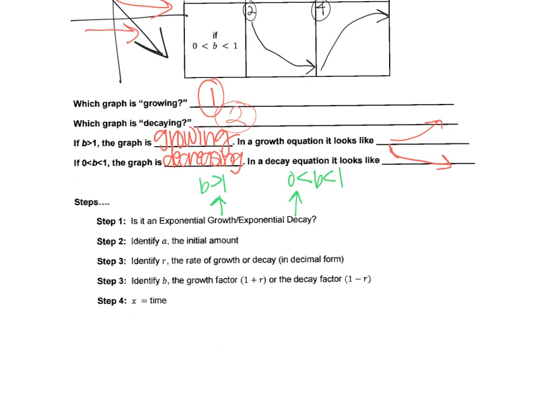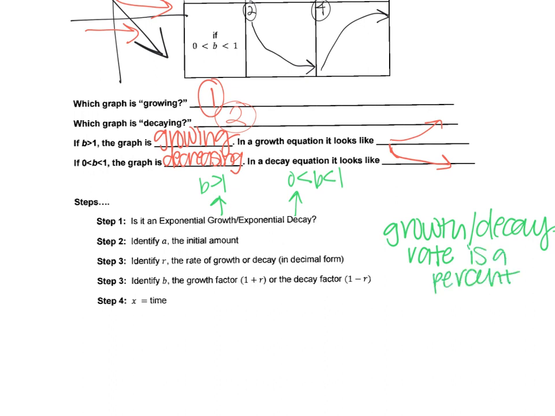So always remember that exponential growth or decay is written as a rate, which is a percent. Then it wants to identify B, the growth factor, which is either 1 plus R or 1 minus R. 1 plus R if it's growth, 1 minus R if it's a decay. And then X is your time. So those are our steps.